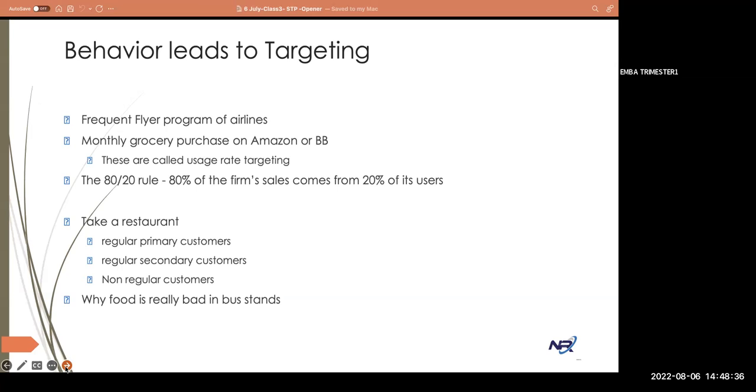I just want to leave you with this thought: take the restaurant. There are two kinds of customers, regular customers and secondary customers. Why is food really bad in bus stands? Mostly it's one-time taking. So they don't mind. They don't have a target. The market is you, who will come once in a while from point A to point B. You fill your stomach, you go complain to him, he'll say it doesn't matter, I don't think you're coming back anyway. But I cannot afford to do that with a restaurant in a city, because I am addressing primary and secondary customers. They gain on the 80-20 rule.